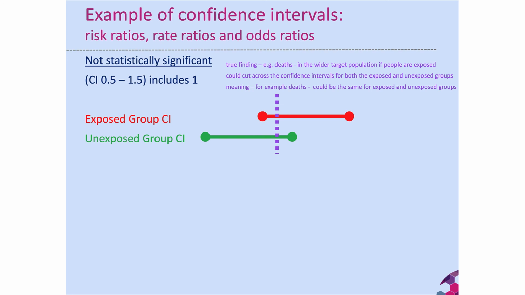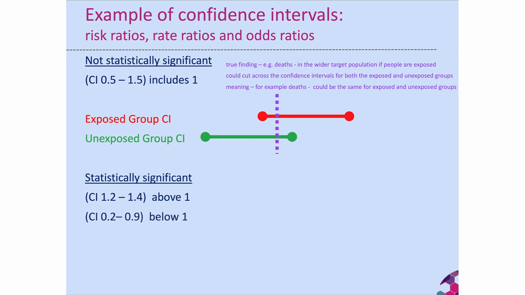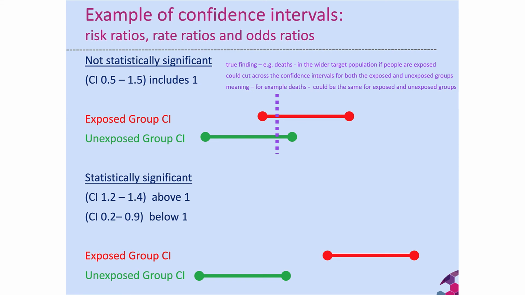So what we want is confidence intervals should not overlap. And for a statistically significant finding, therefore, a confidence interval would be above 1, 1.2 to 1.4, or below 1, 0.2 to 0.9. And visually this would look like this, where the confidence intervals for the exposed group and for the unexposed group do not overlap.